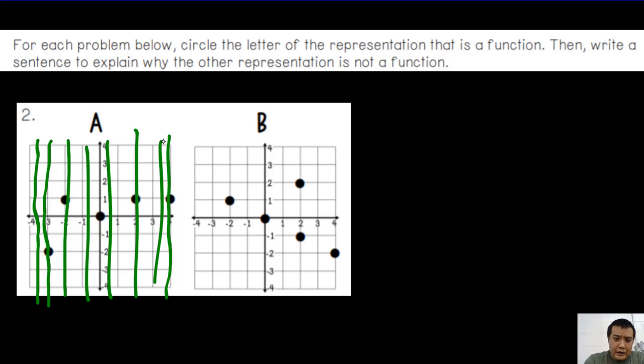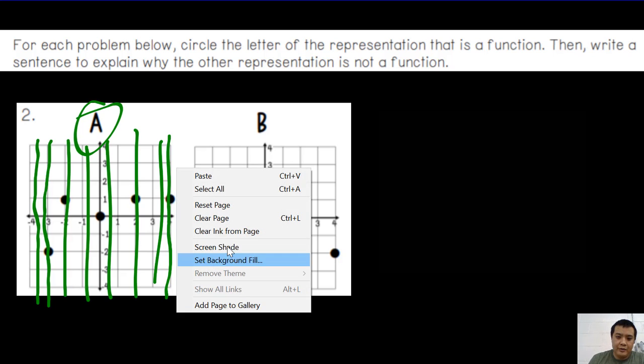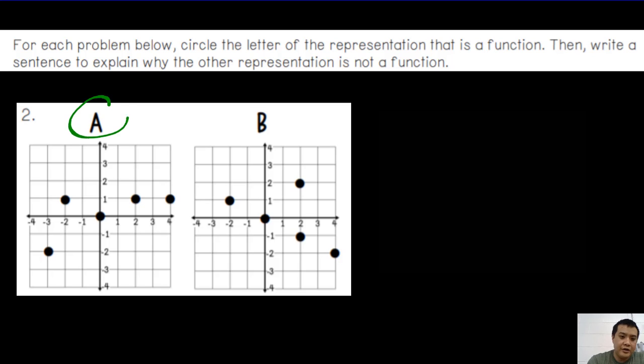Okay, so therefore A is going to be our function. So let me clear that out. A is our function. Okay.